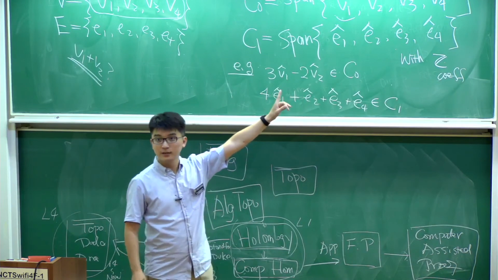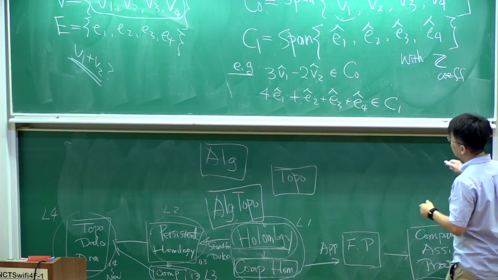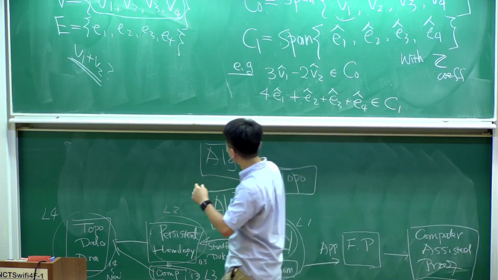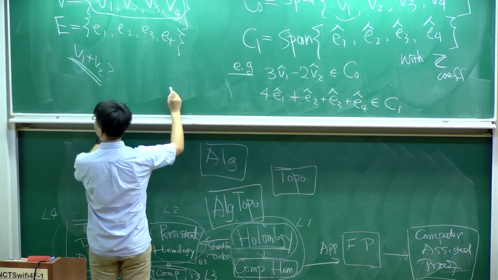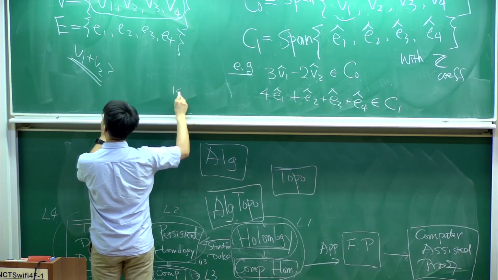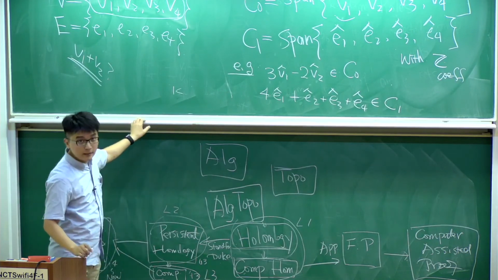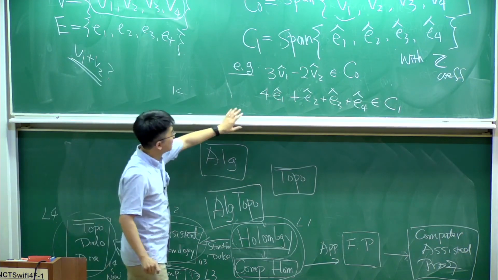Yes? So what does the hat mean? Yeah, what does the hat mean, right? So I encourage you to read a book by, I forgot the name, Constantine. The book title is Computational Homology. So let me just give you a really quick answer.